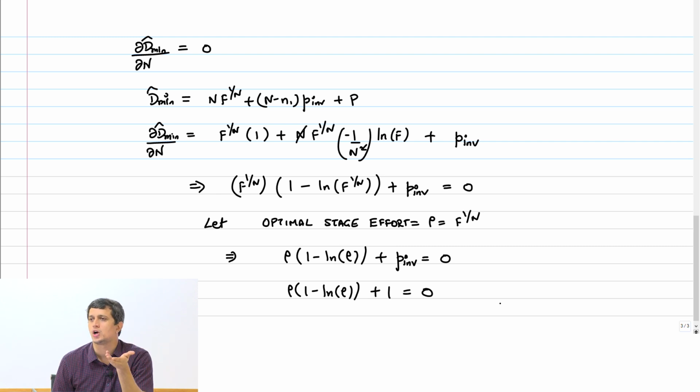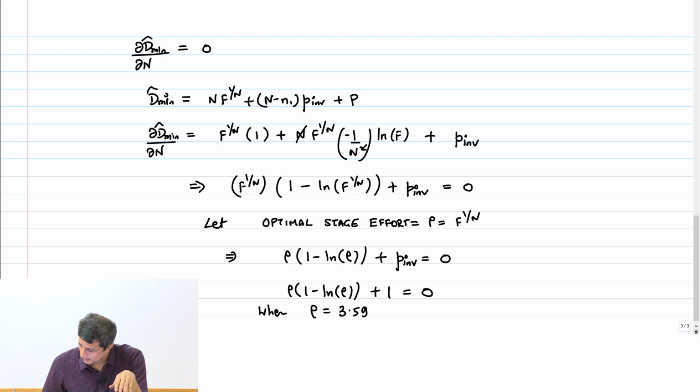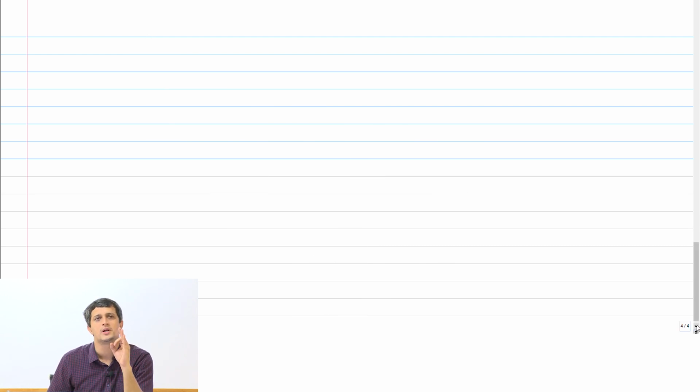Of course, the problem is you cannot solve this analytically. So, you have to find the solution numerically, and it turns out that when rho is equal to about 3.59, you can evaluate this and check for yourself. This quantity on the left hand side will be very close to 0. So, therefore, it turns out that the optimal stage effort is about 3.59.